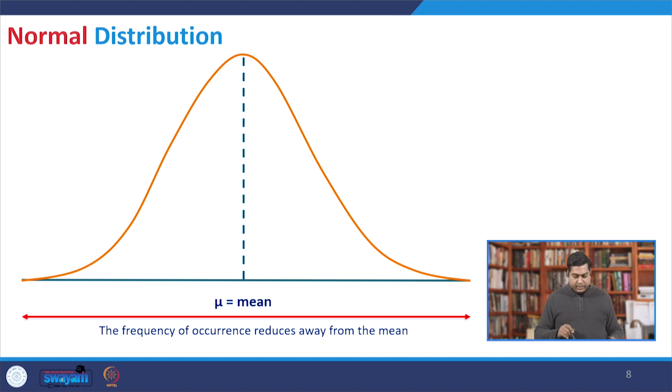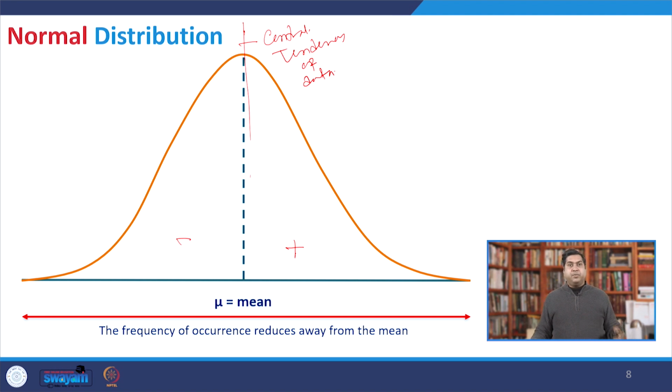Whenever it is a normal distribution, the top of this bell-shaped curve is nothing but the central tendency of data, that is the mean. The moment it goes to the right side, the values are more than the mean, and when you go to the left side, the values are less than the mean.